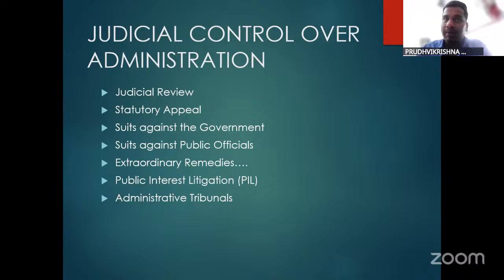Next, suits against public officials. In India, civil proceedings can be instituted against public officials for anything done in their official capacity, only after giving two months' notice. When criminal proceedings are instituted against an official for such acts, the sanction of the President or Governor is required. Coming to extraordinary remedies, we all know these: habeas corpus, mandamus, prohibition, certiorari, and quo warranto. All of these come under extraordinary remedies, and they are types of writs.